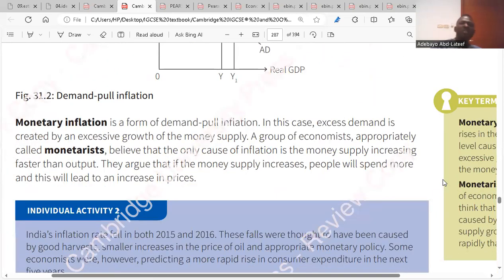Then there's monetary inflation. Monetary inflation is a form of demand pull inflation. In this case, excess demand is created by an excessive growth of the money supply. So when there's an increase in money supply within the economy, a lot of people have money with them.